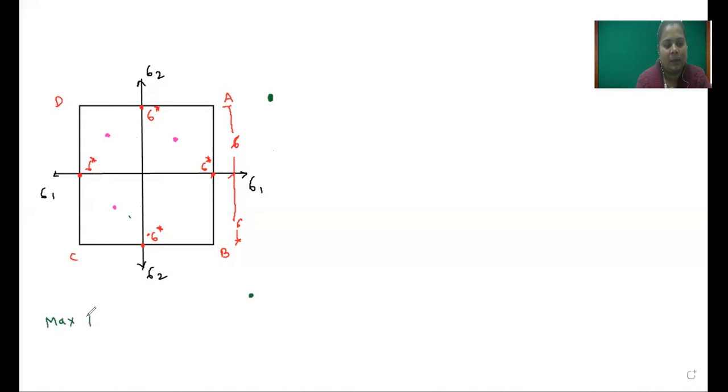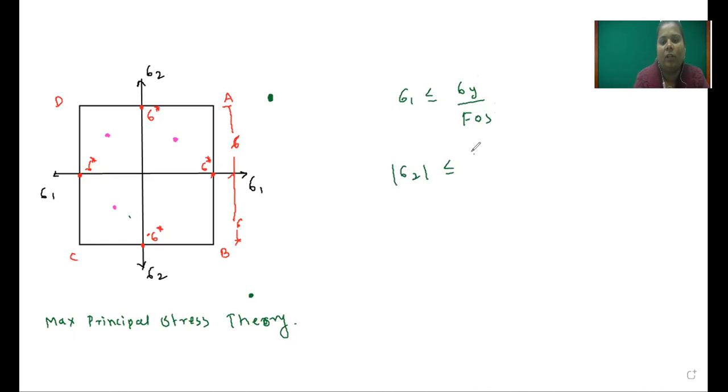Maximum principal stress theory. Simply you have to remember that sigma 1 should be less than or equal to sigma y by factor of safety, and mod of sigma 2 should be less than or equal to sigma y upon factor of safety. That means in words you have to remember that maximum principal stress should be less than or equal to yield stress. Okay. Over.